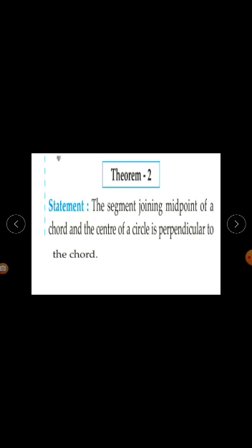Now, theorem 2. The segment joining the midpoint of a chord and the center of a circle is perpendicular to the chord. This is the converse of the first theorem.